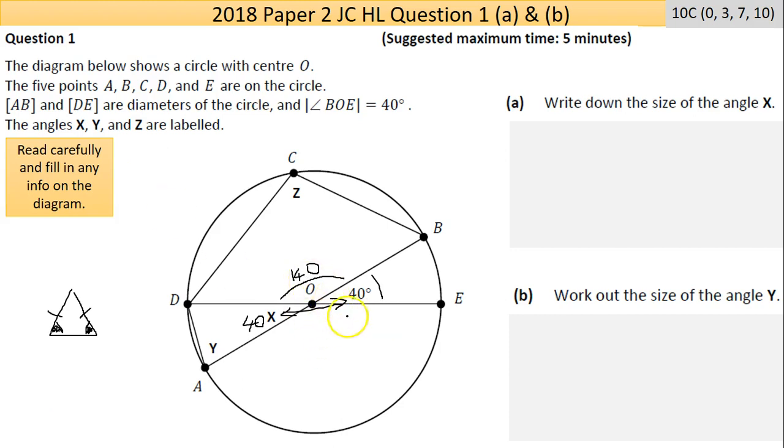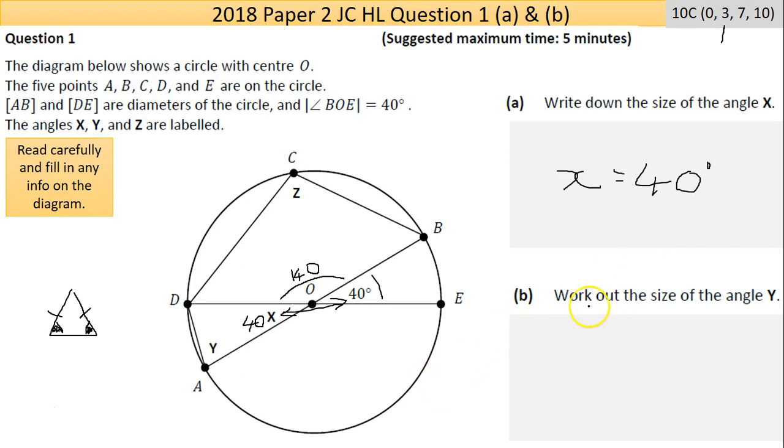Now I think I've got a fairly good handle on what's going on here. So let's see if we can tackle part A, which says write down the size of the angle X. If you get this right and don't get B, you'll get the low partial. Well, we already have identified it, so your X there equals 40. And put the units in, degrees.